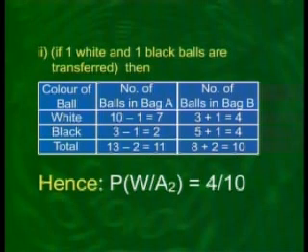And once again, this is a conditional probability because the probability of getting a white ball in this situation is being computed under the condition that 1 white and 1 black ball have been transferred into this bag. In other words, this probability is being computed under the condition that the event A2 has already occurred.